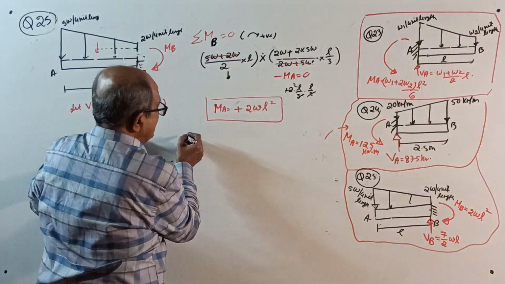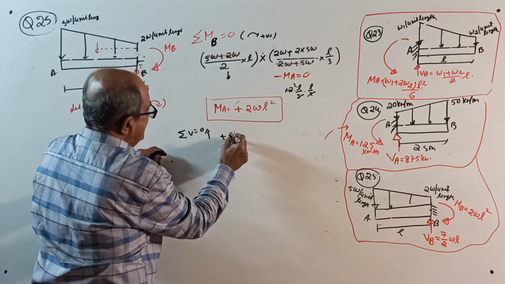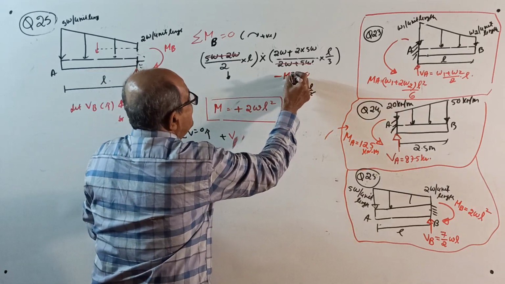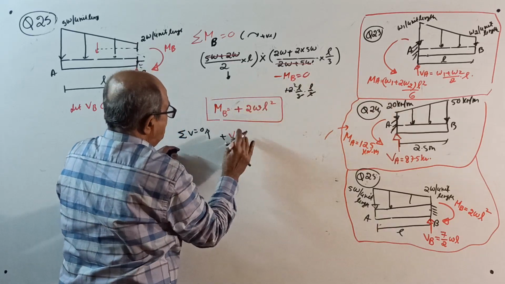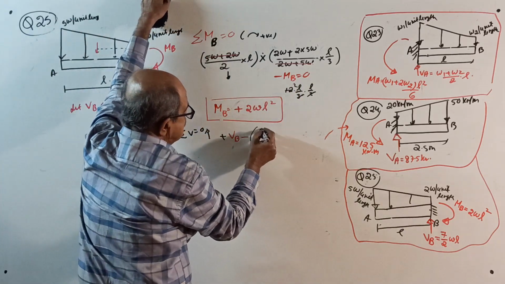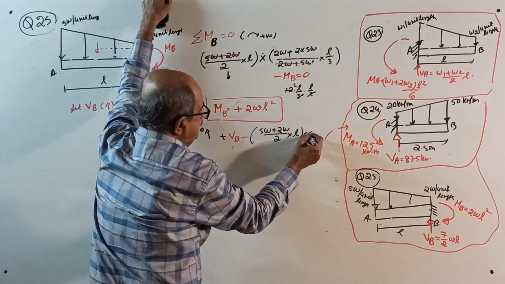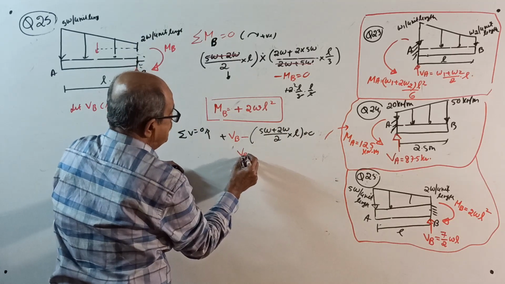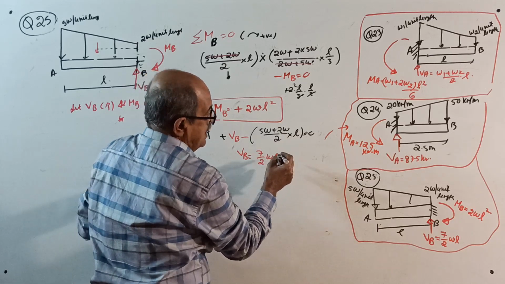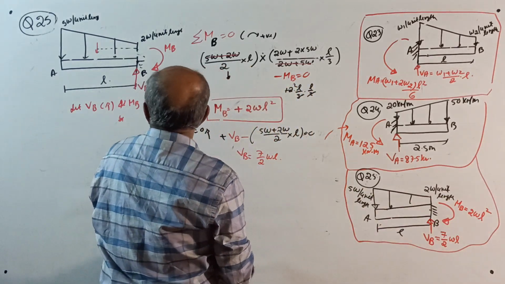Okay. Then sigma V equal to 0. Take upward positive. Plus VB, not VA. It's not MA, it is MB. See, too much of extent. Okay, MB plus VB minus the total load, 5W plus 2W divided by 2 into L, equal to 0. Your VB will come 5 plus 2, 7, 7 by 2 WL. This is the answer.